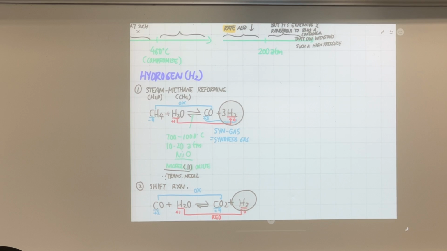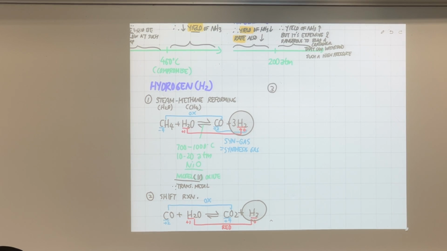So we have the third reaction, that you will see later. Oh, you have learned this in Form 4, back in Form 4.